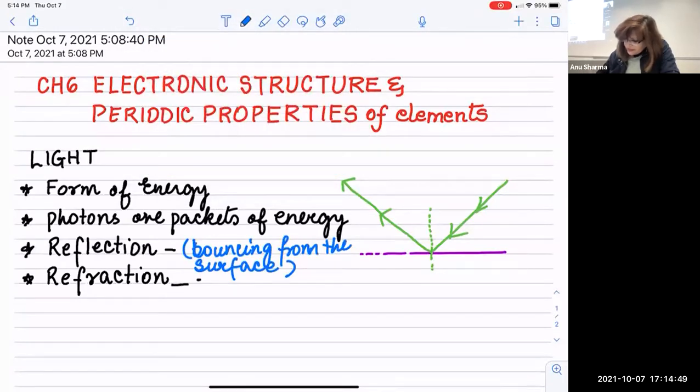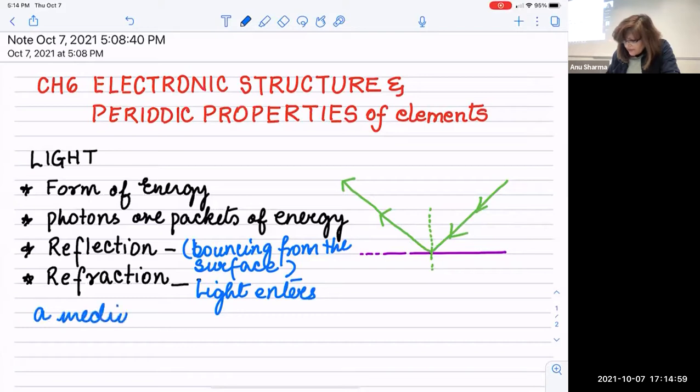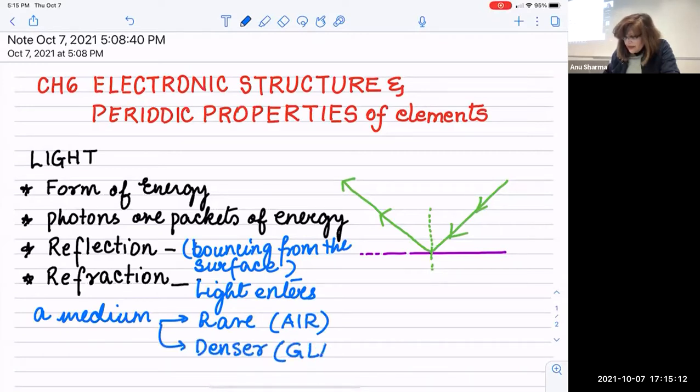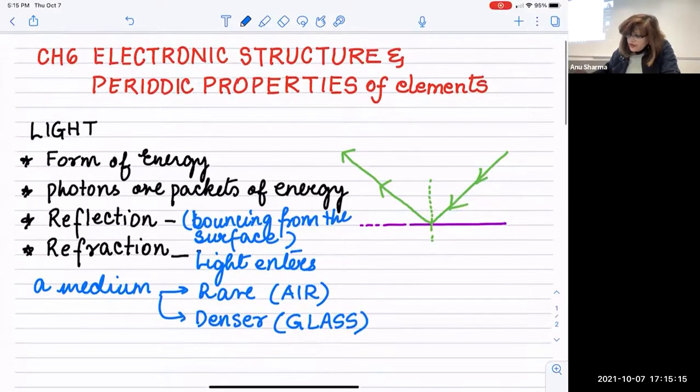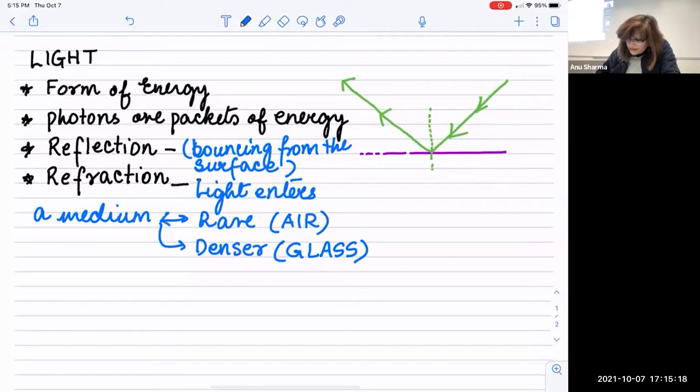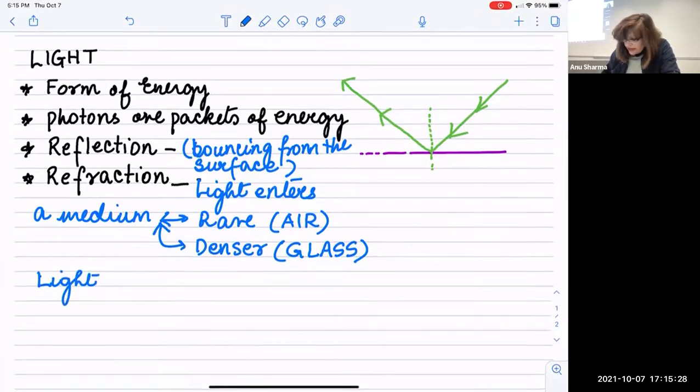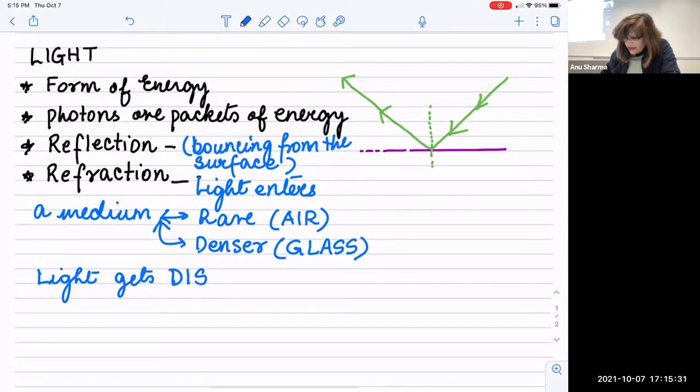So a ray of light enters a medium, and that medium could be a rare medium, like for example air, or it could be a denser medium, like for example glass. So from a rare medium to a denser medium, or from a denser medium to a rarer medium, in that case the ray of light gets distorted. D-I-S-T-O-R-T-E-D. Now, what does this mean?